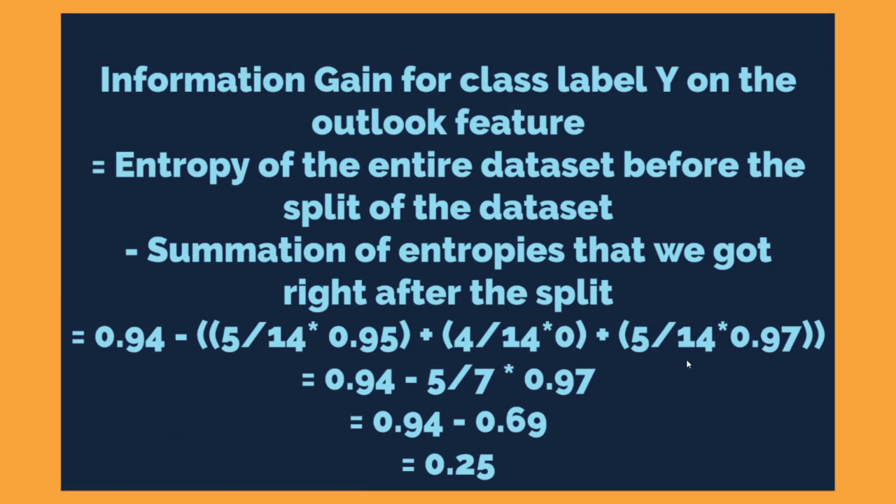So if you calculate this completely, you will get 0.25 as the information gain. So now we have seen how we can compute the information gain. So let us see how we can use information gain in construction of a decision tree, and you can extend the same way of computing information gain to n such splits.